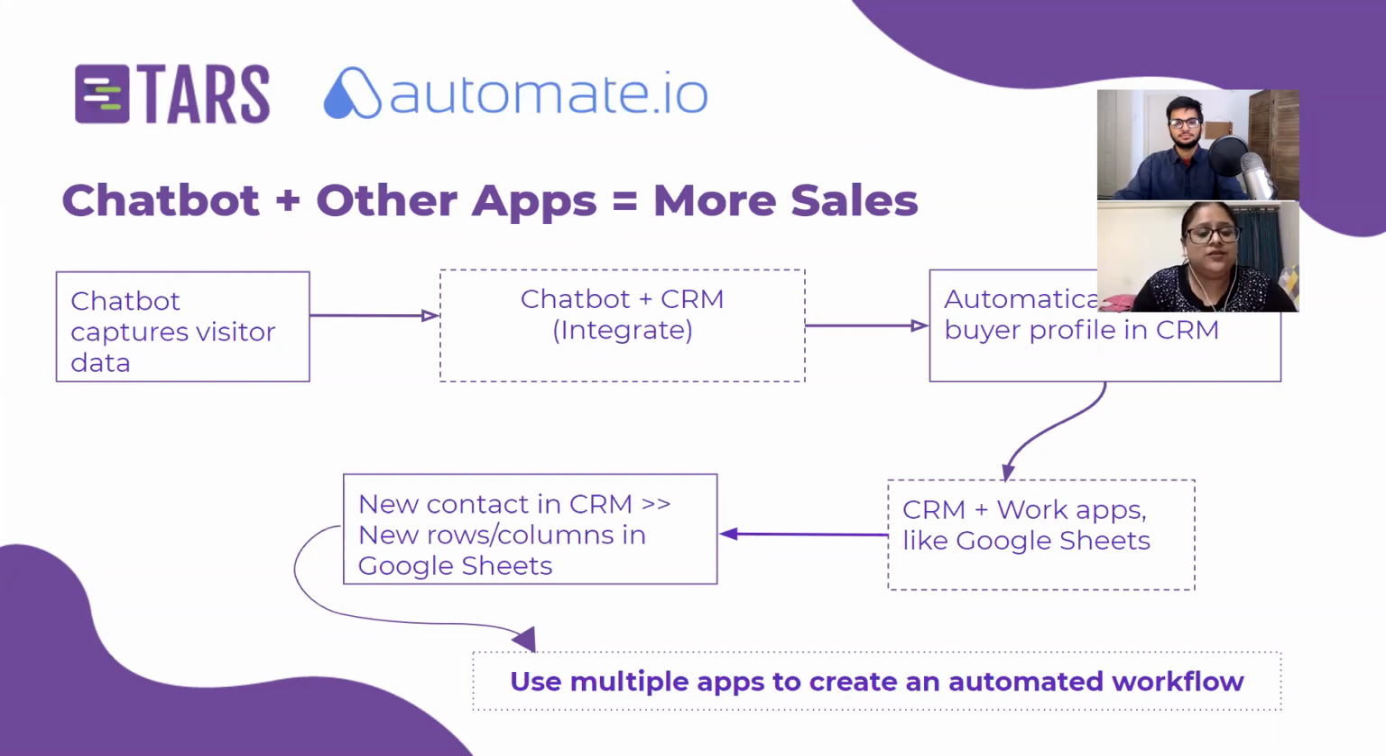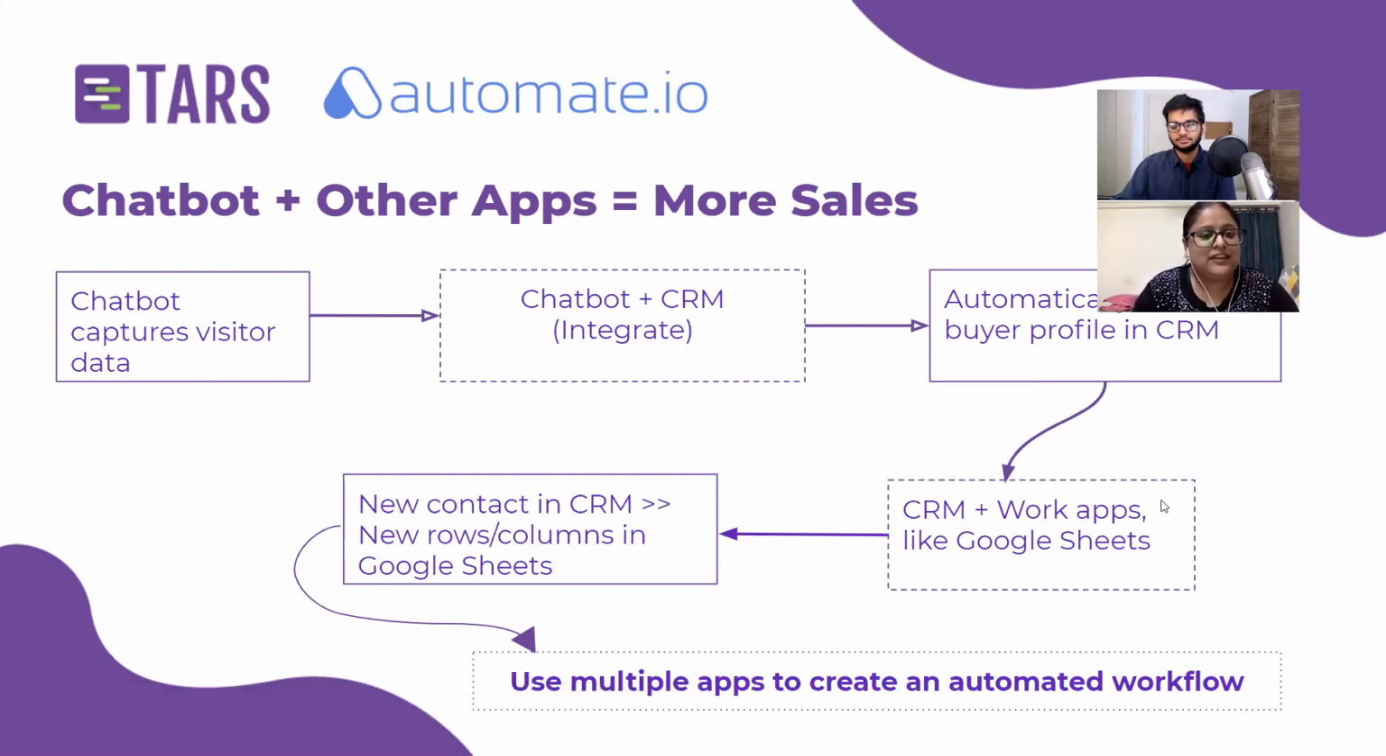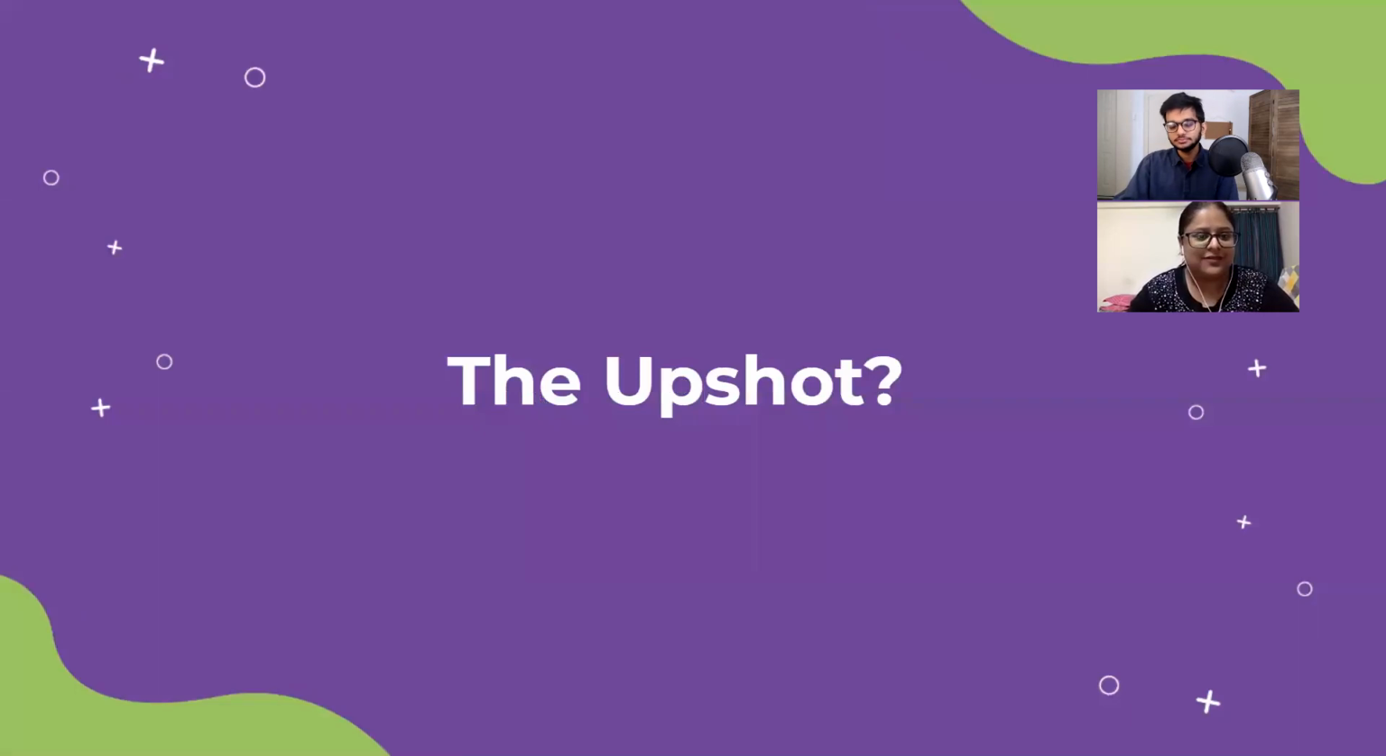Meanwhile, the automated workflow runs at the back end to ensure that this transition from being a visitor to getting information and being a prospective lead happens with lesser friction. So, this is what happens in the back end, with a no code automation platform. And I'll let Arnav take over from here now to give the upshots of what happens next.